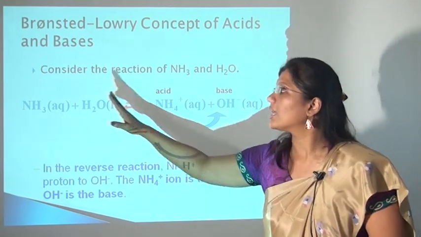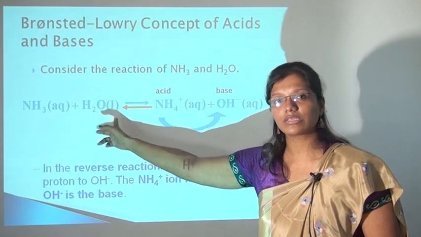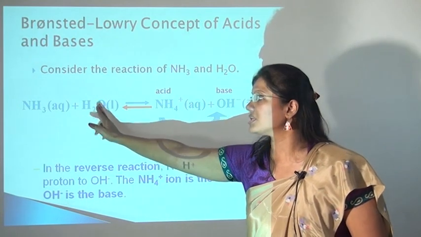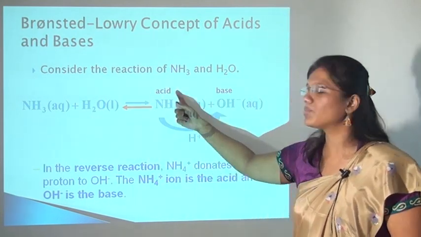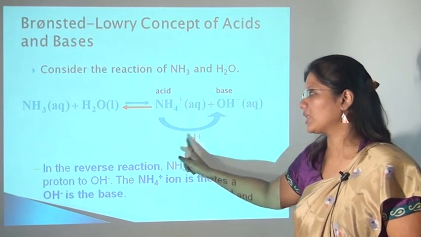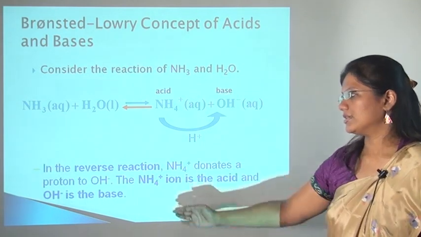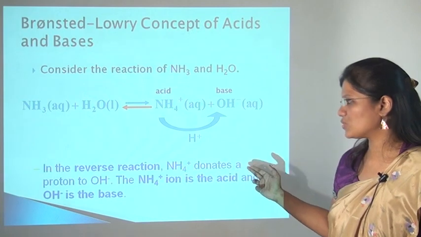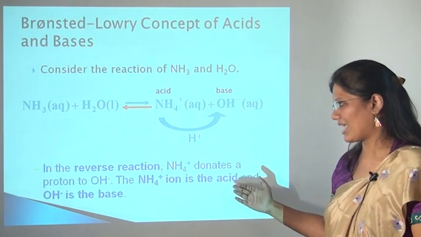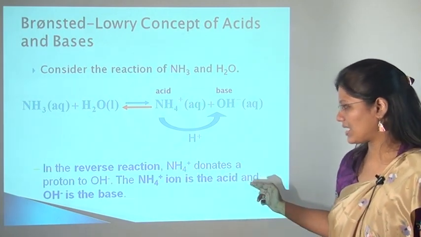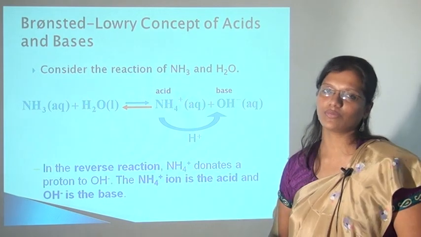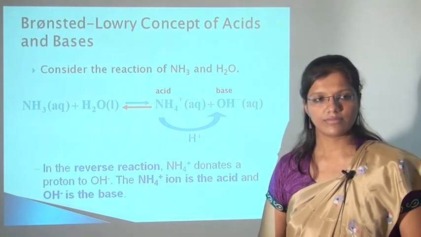You can see that these acids and bases are interchanging. Here this is the base, this is the acid, while here this becomes acid and this becomes base. In the reverse reaction, NH4 plus donates a proton to OH minus, and the NH4 plus ion is the acid, while OH minus becomes a Lowry-Bronsted base.